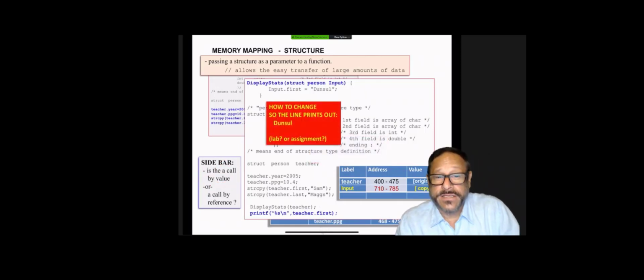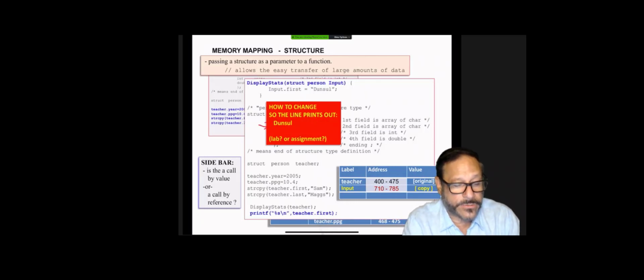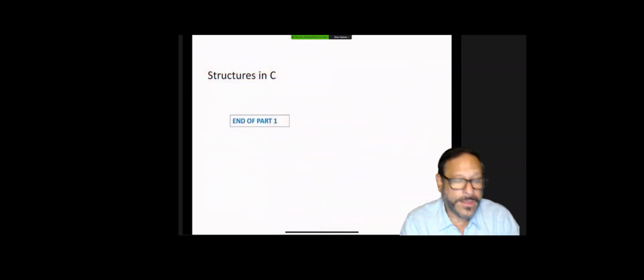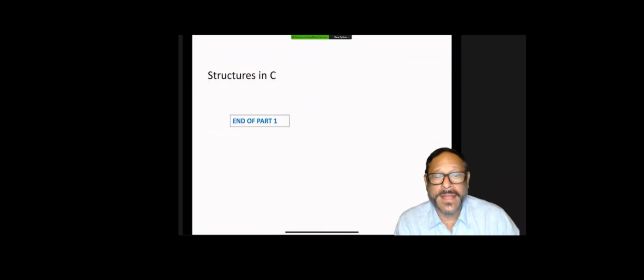So how do you change this? How do I change it to make the line print out Dunzel? I'm either going to leave this as a lab or part of an assignment. I think that's too interesting and too much fun. I'm going to leave that and not give the answer. I'm going to see how much you can put together. Probably do this in a lab. We'll see. So that ends the first part of our discussion of structures in C.